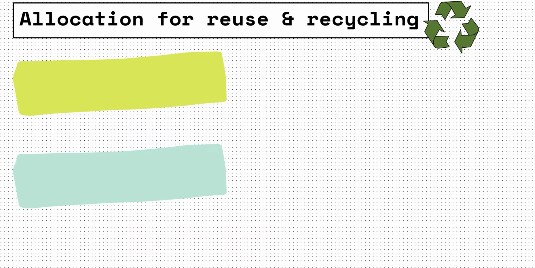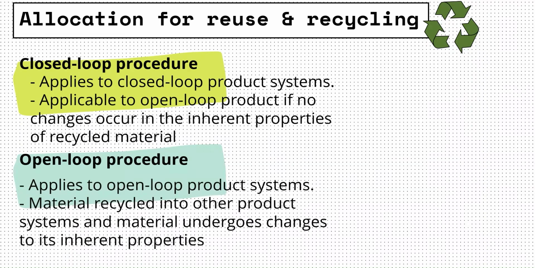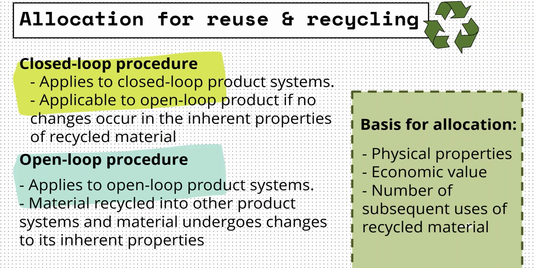There are 2 types of allocation procedures for the constraints addressed. First, the closed-loop procedure that is applicable to closed-loop product systems. It also can be used for open-loop products if no changes occur in the inherent properties of the recycled material. Next, the open-loop product procedure applies to open-loop product systems when materials are recycled into other product systems and undergo a change to their inherent properties. The basis of allocation are physical properties such as mass, economic value, and number of subsequent uses of the recycled material.